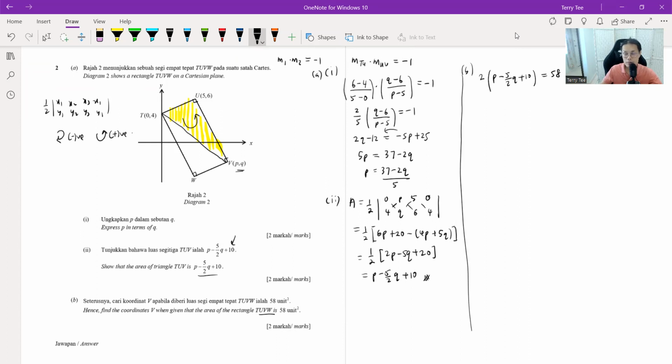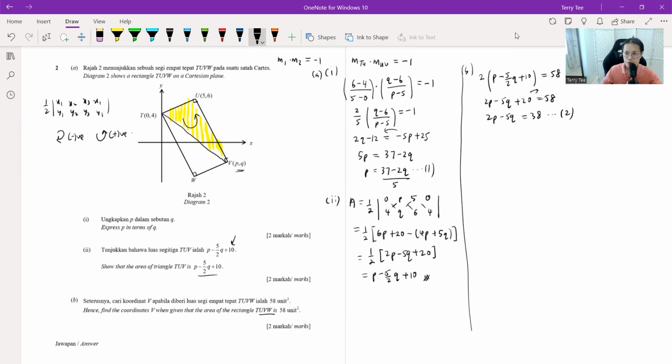All right. So multiply inside. 2P minus 5Q plus 20 is 58. 2P minus 5Q, bring the 20 over. 58 minus 20 is 38. So this is your second equation. Call this first equation because we need to solve for P and Q. So we have two equations now with two unknowns, P and Q.